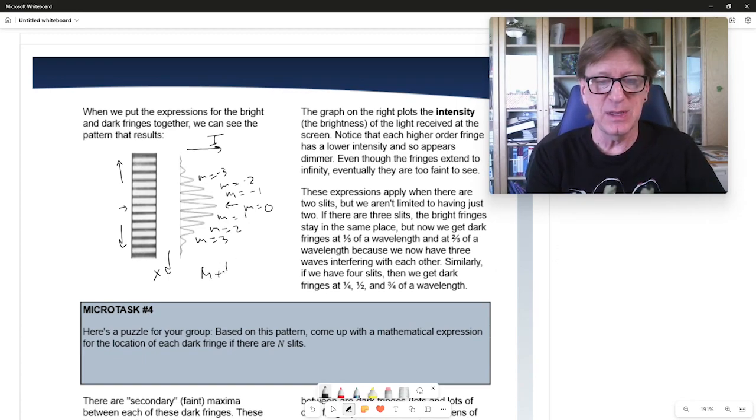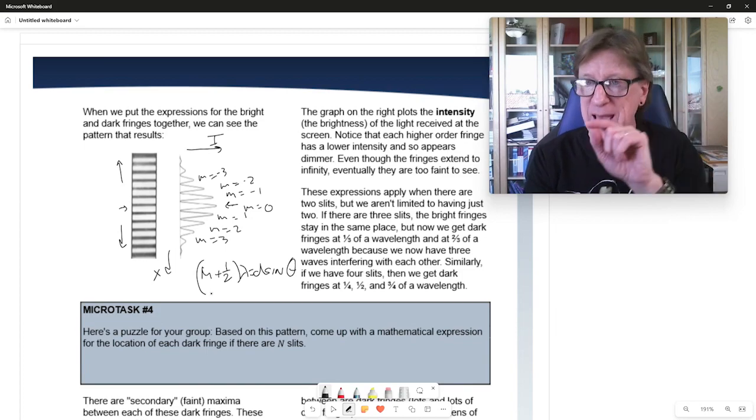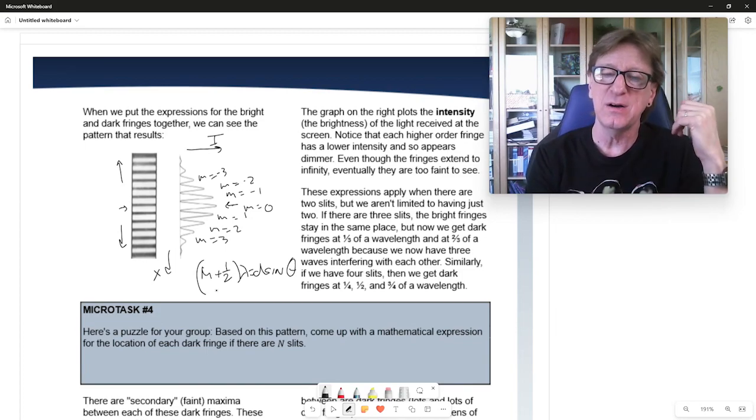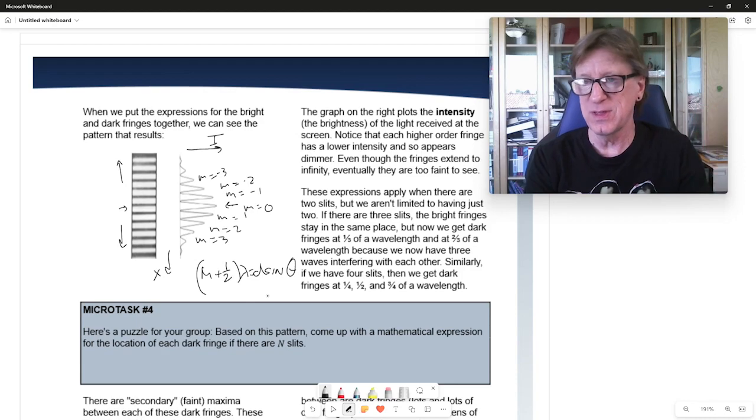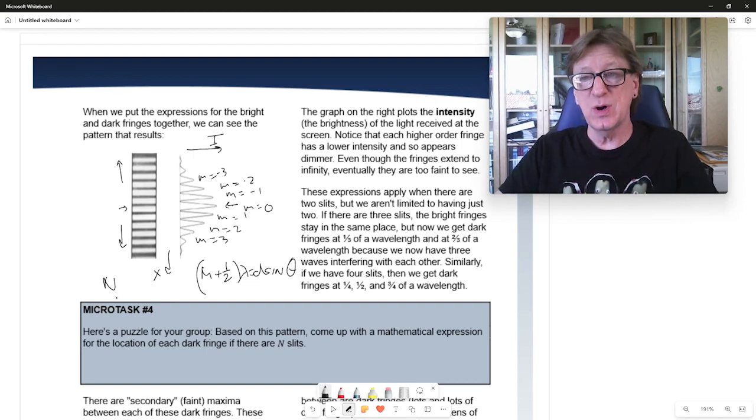But remember, that's going to be (m + 1/2) lambda equals d sine theta, right? Because then when m is 0, I'll get half a wavelength. When m is 1, I'll get 3/2 of a wavelength, and so on and so on. So whatever we get when we have n slits needs to also satisfy that when n equals 2.